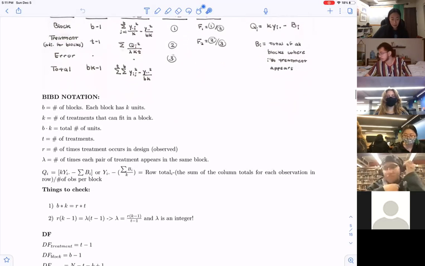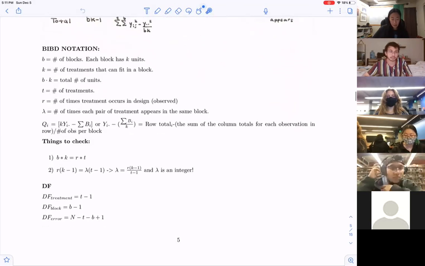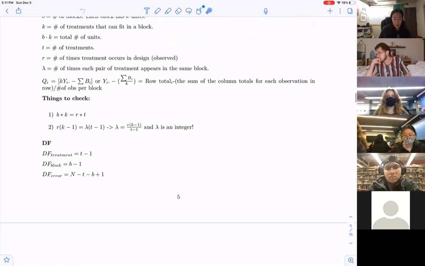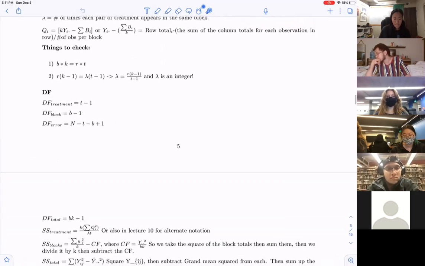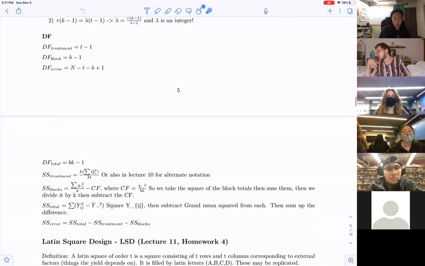Let's see here. It's likely that since we are going to have a BIBD design to work with, we will probably be asked to check the model. And then what else to note?